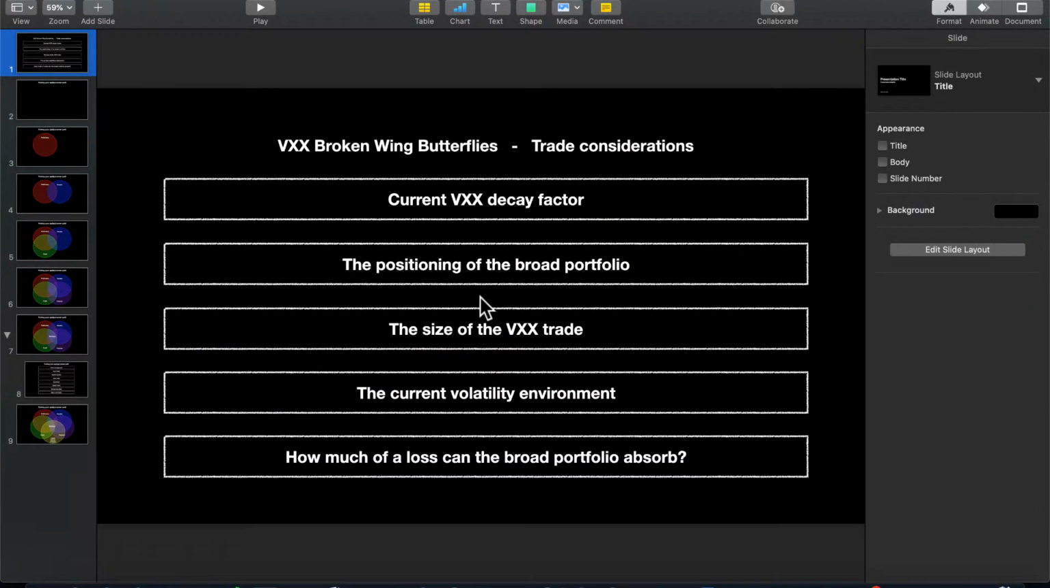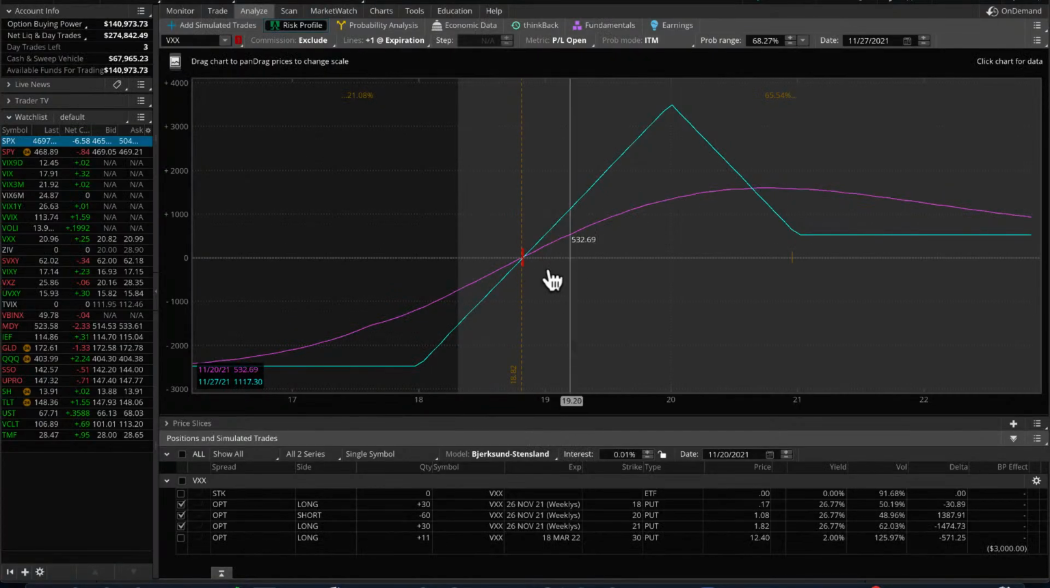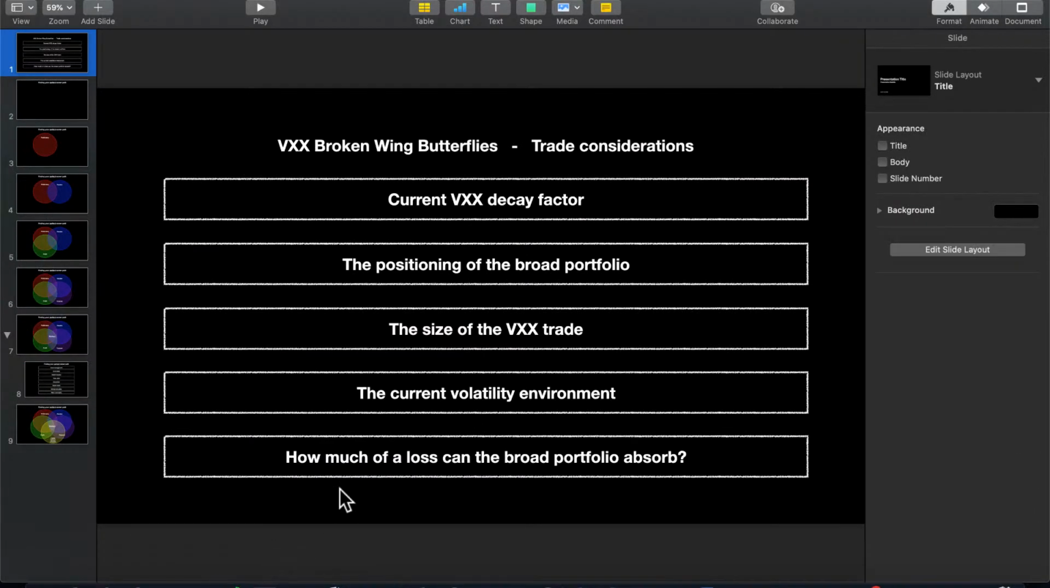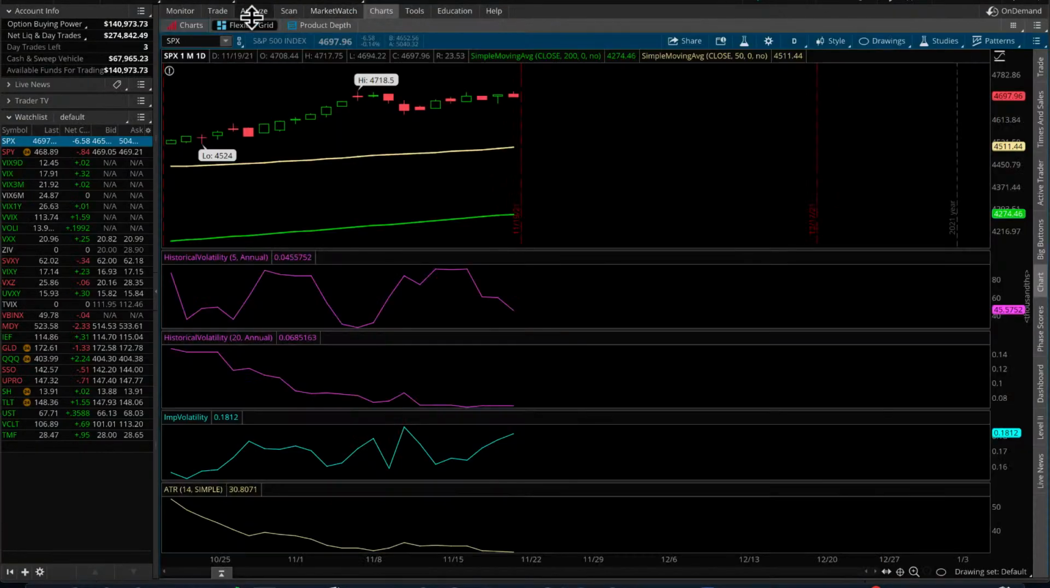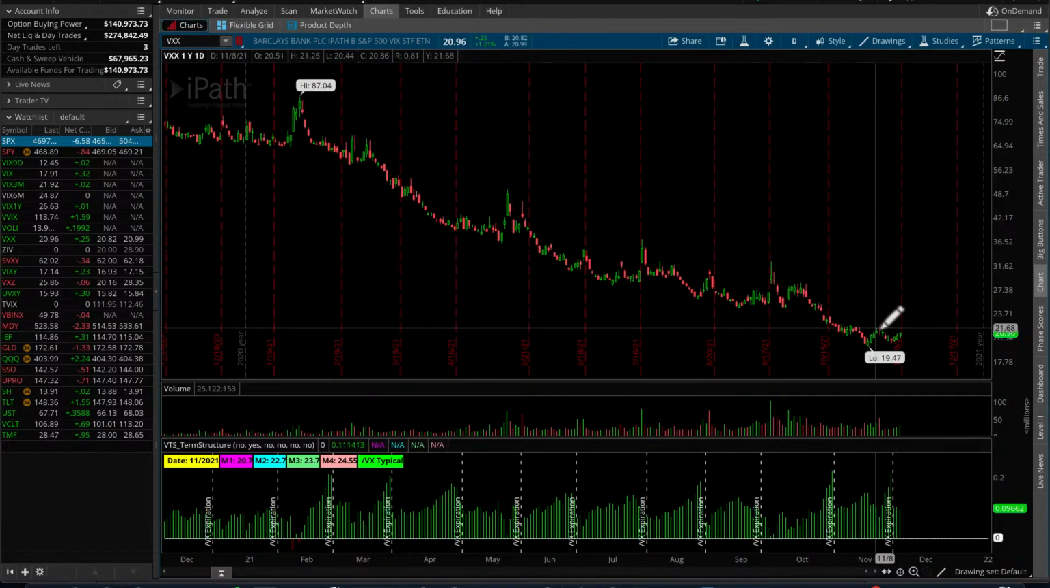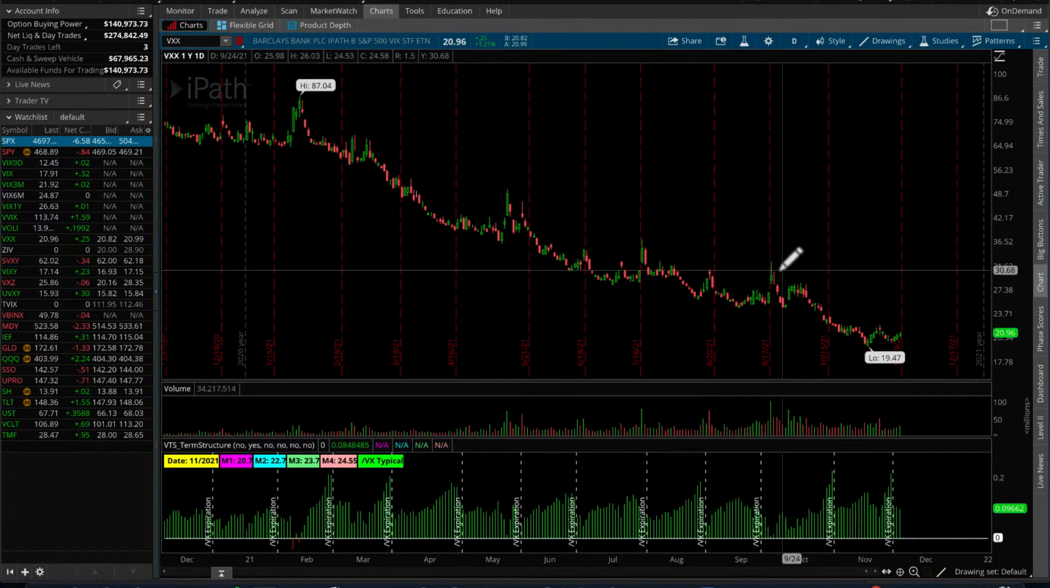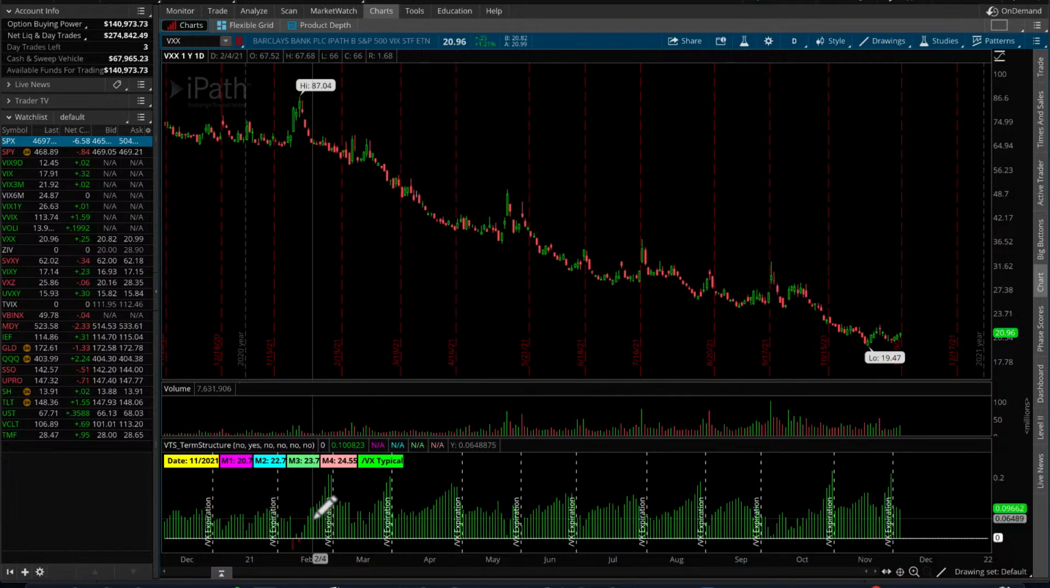Some other things to think about would be the size of the trade. Of course, if it's a really large trade, you'd want to be more conservative with it. If it's a very small trade, then it might be okay to get a little bit more aggressive. That's a factor as well. The current volatility environment: has the VXX been decaying a lot recently? Is it down here, or is it coming off of a high? That makes a huge difference with how much potential decay factor we can expect. So that would be one factor.